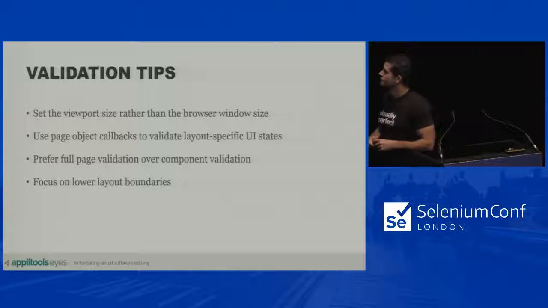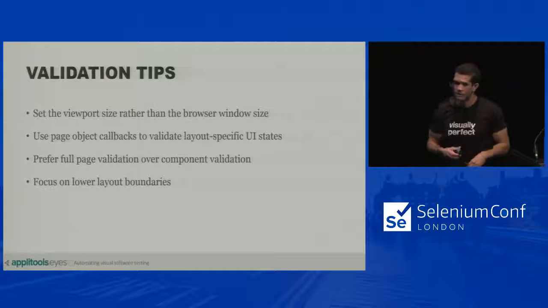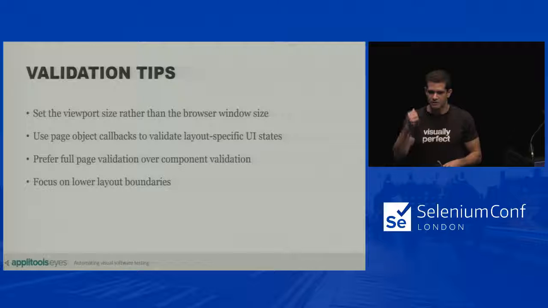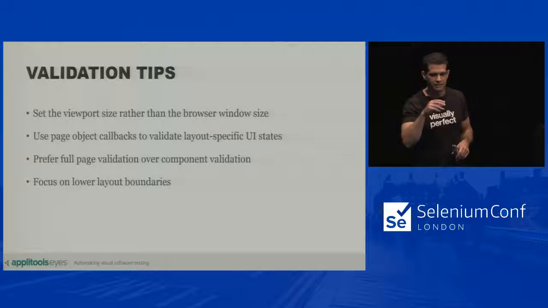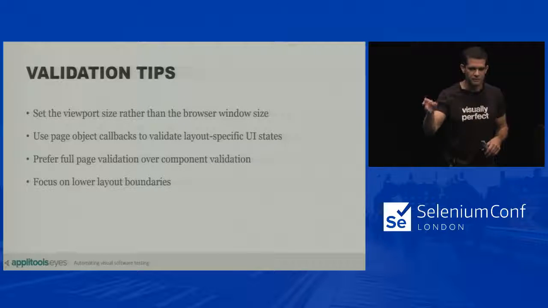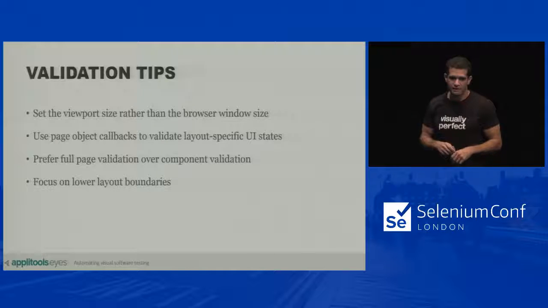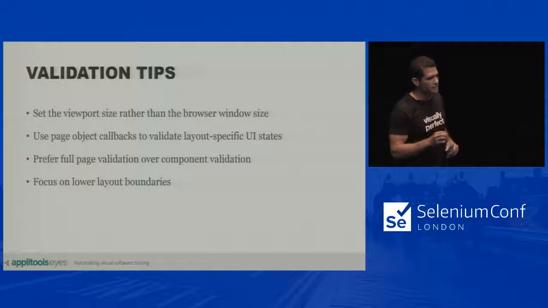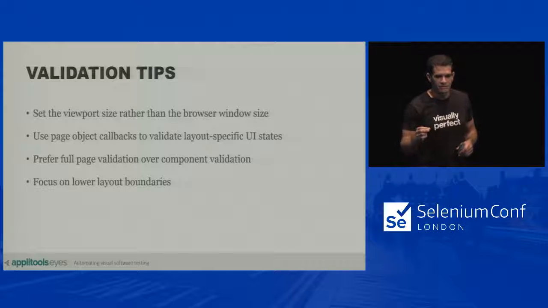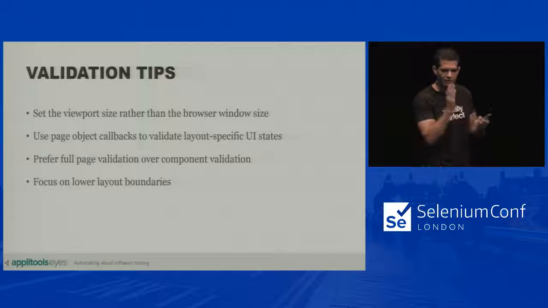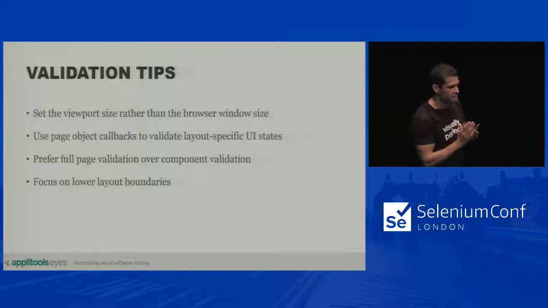Okay, so the first tip mentions that you should set the viewport size rather than the browser window size. In the beginning, we set the browser window size using the driver manage window size. Then we moved it to the eyes SDK. Why is it important to set the viewport size itself? Because when you are testing for layout correctness, you want to test the layout transitions. You want to check the exact points where you break the layout, so you need to be pixel perfect with the width that you set.